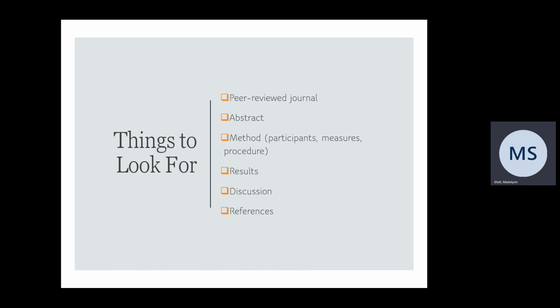Okay, so brief summary as you're doing searches, things to look for. You want a peer-reviewed journal, and I'll show you how to filter for that on EBSCO. You should look for an abstract. You should look for a method section. Does it include information about specific participants, measures, procedure, and so on? Does it have a results section that describes the statistical analyses they ran? Does it have a discussion section where they talk about the meaning of those analyses? And does it have a references section?